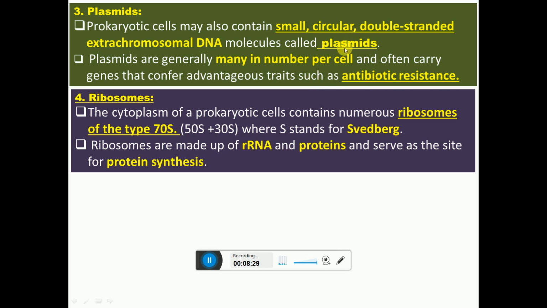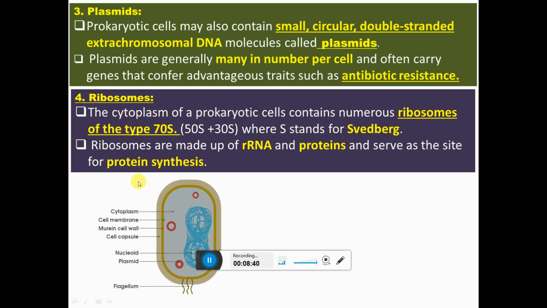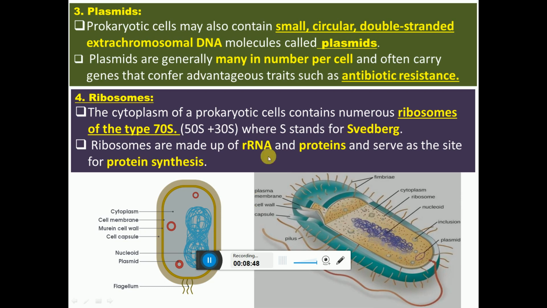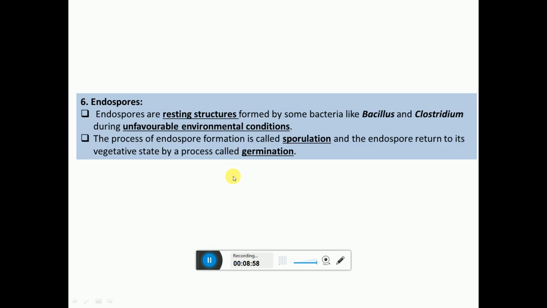In addition to the circular nuclear DNA, plasmids are DNA structures. They are small, circular and double-stranded. We have already seen the ribosomes. So this is the structure of the plasmids, and this is the nucleoid region, a single circular DNA, and this is the plasmid. You can see the other structures.